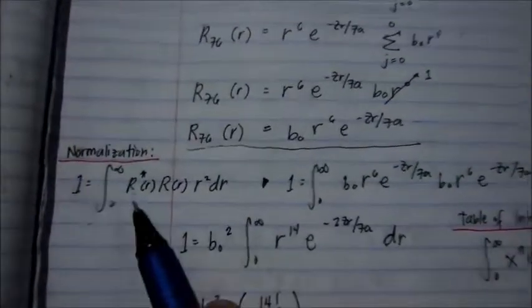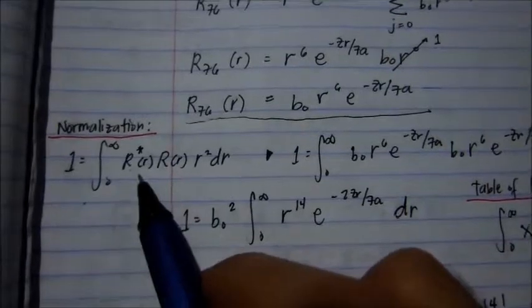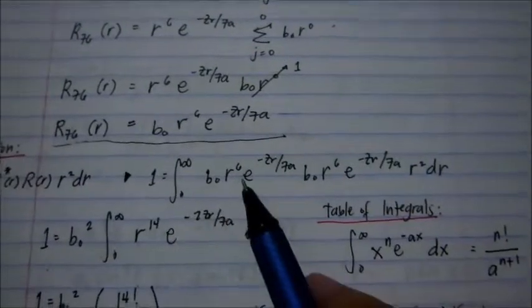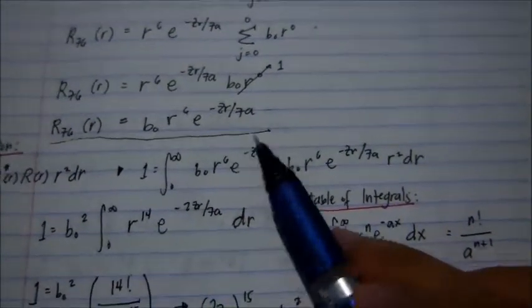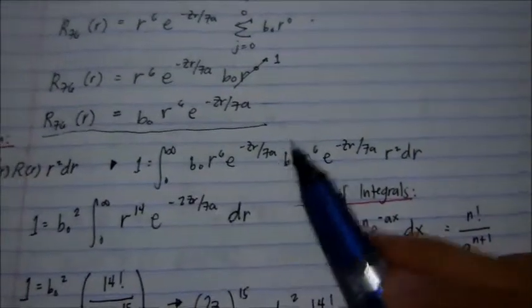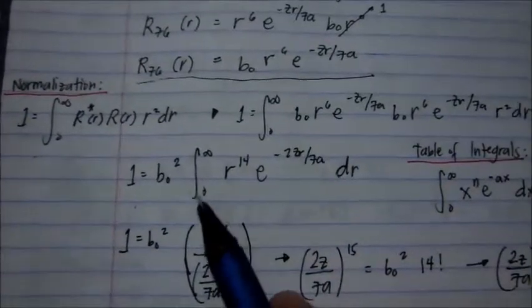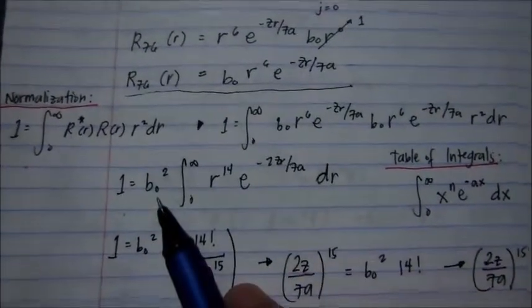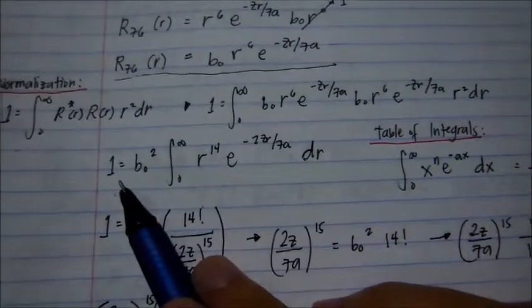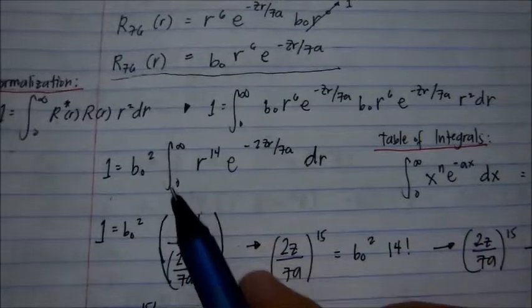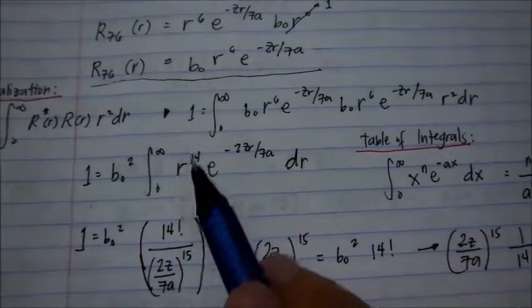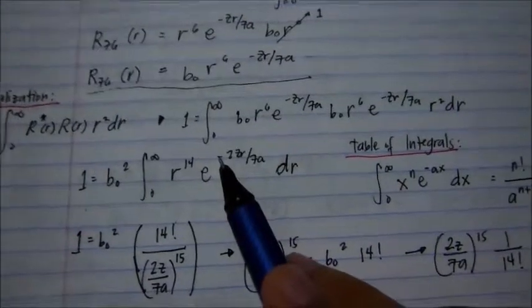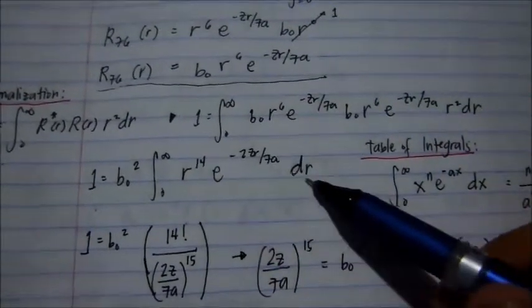Okay, so the next thing we're going to do is normalize. So the normalization equation will be like this. Next, applying the normalization, we have b sub 0 r to the 6 e raised to negative zr over 7a, squared, r squared dr. Combining both and taking the constant outside the integral, 1 equals b sub 0 squared, the integral of r raised to 14 e raised to negative 2zr over 7a dr from 0 to infinity.